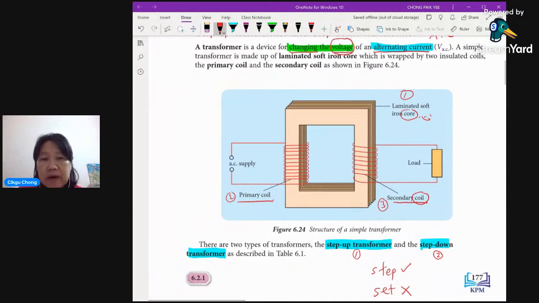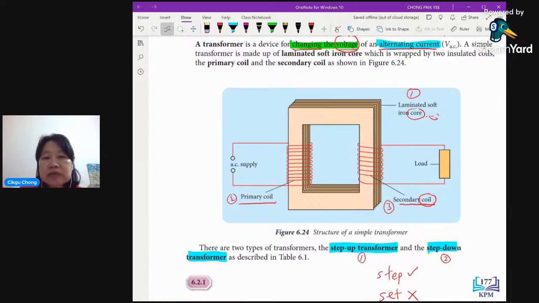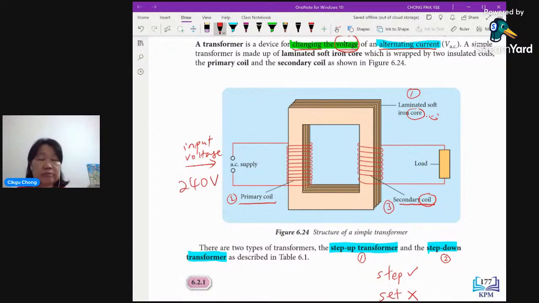Now look at the primary coil. The primary coil is always connected to the AC supply. This is the current that you want to change the voltage of. This is what we call the input. Input is what you put inside. This is called the input voltage, not current, input voltage. So let's say I want to change my 240 volts, like when I'm charging my laptop or handphone. The input voltage is the current which has 240 volts. This is the one you want to change.